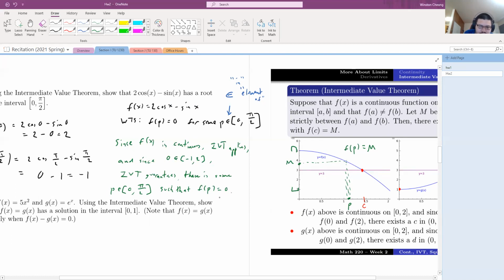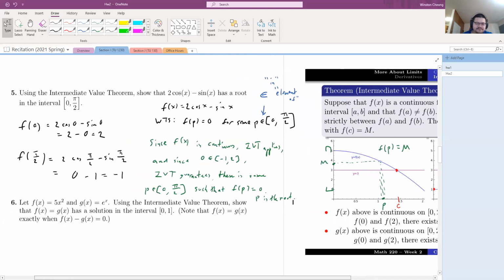And you can also say that p is the root as the very last little statement. It sounds very precise, and that's how math is supposed to be. But if you actually understand what is being said here, you might be able to simplify just a little bit. But yeah, if you write that down, that'll be good.